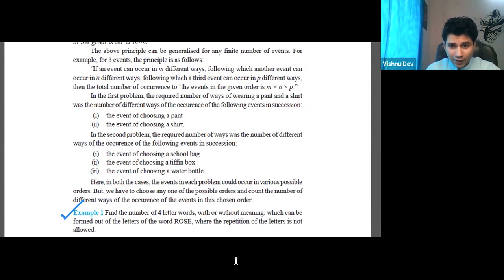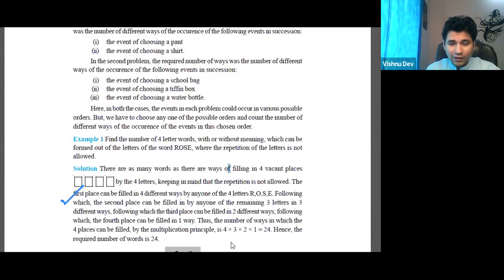It is 4 factorial, right? 4 factorial, which is 24. Done? Yes, sir. Very good, everyone. So it was easy.